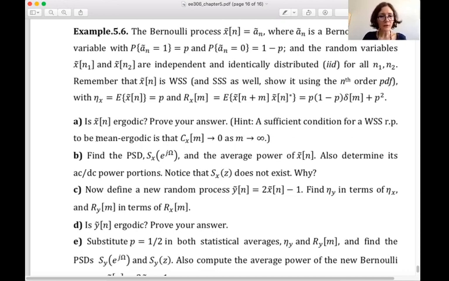However, be careful, this is a sufficient condition only for the mean ergodicity. So now let's look into the details of this. But what I would first like to do is give you some intuition about this hint. Actually, in some textbooks, this statement is presented as a theorem. It's called the mean ergodic theorem.